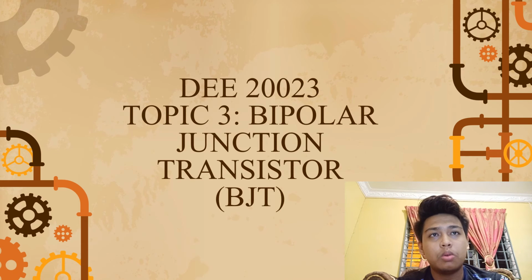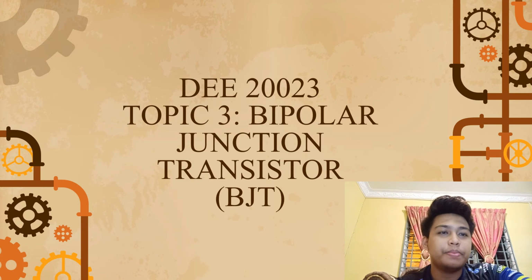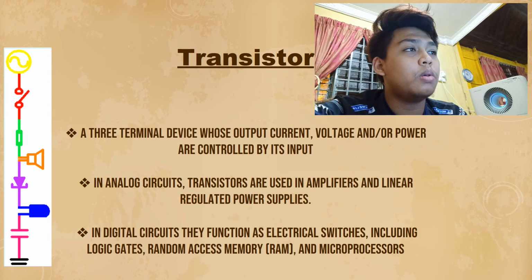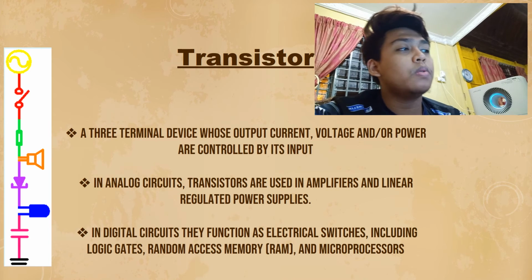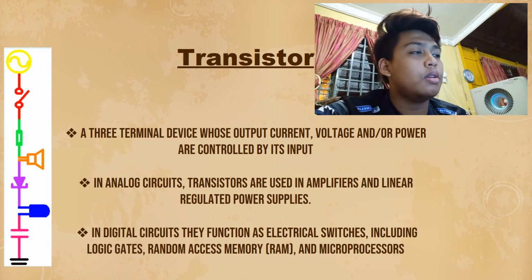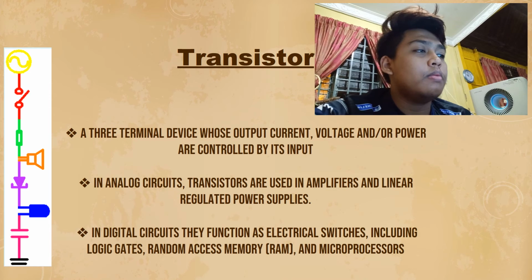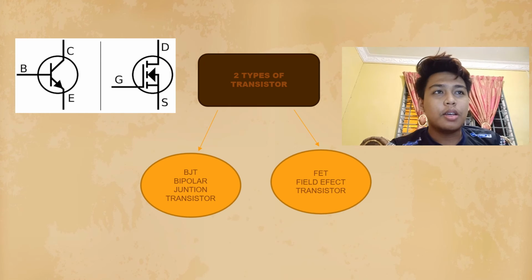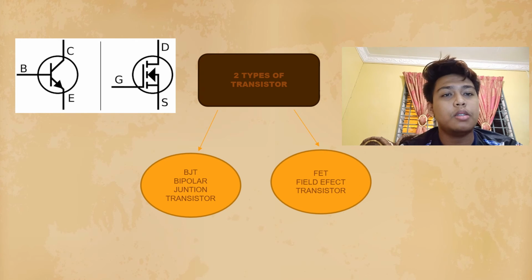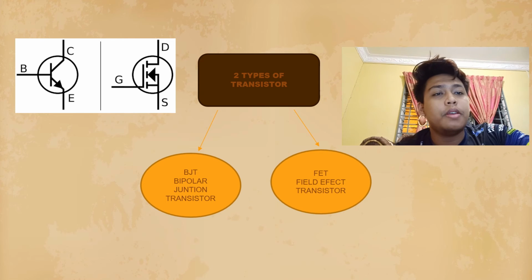Today I'm going to present about topic 3, bipolar junction transistor, or we call it BJT. First is the transistor, a three-terminal device whose output current, voltage and/or power are controlled by its inputs. In analog circuits, transistors are used in amplifiers and linear regulated power supplies. In digital circuits, they function as electrical switches, including logic gates, random access memory, RAM, and microprocessors. As we all know, transistors have two types: first is BJT, bipolar junction transistor. Second is FET, field effect transistor.